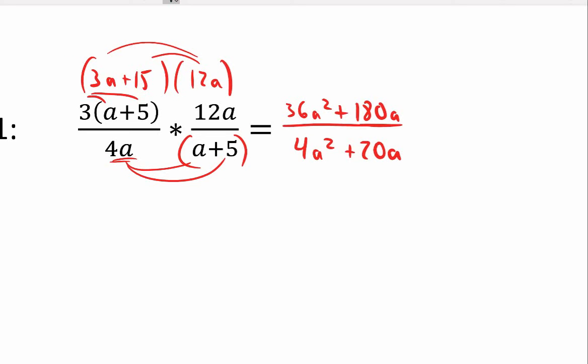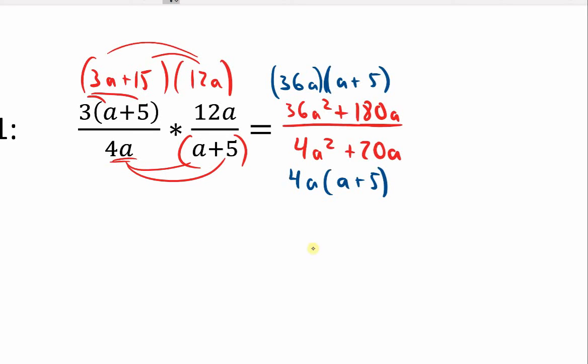Take out the greatest common factor. So in the numerator, that greatest common factor is 36a, maybe not obvious, but 36a, and that leaves a plus 5 as our binomial factor. So now those are two separate factors. In the denominator, we have a common factor of 4a, which also leaves a plus 5.